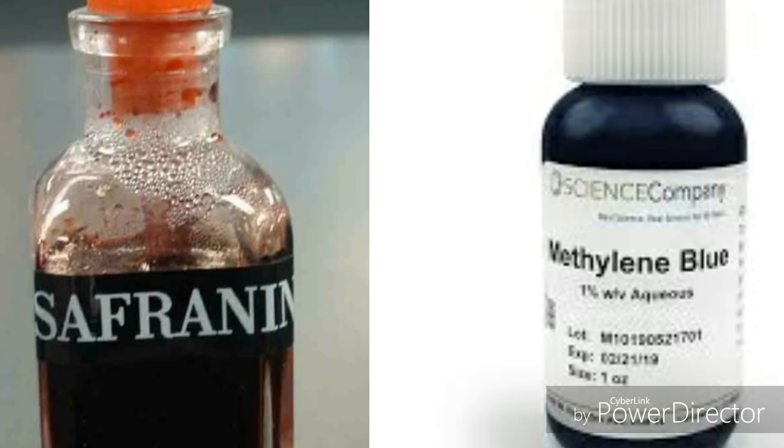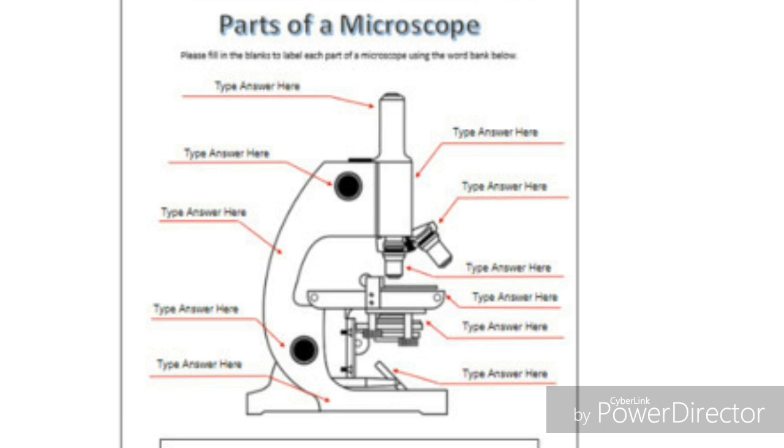First, we have to take one toothpick and, with the help of that toothpick, gently scrape the inner lining of the mouth and place this small piece of tissue in a watch glass containing normal saline.